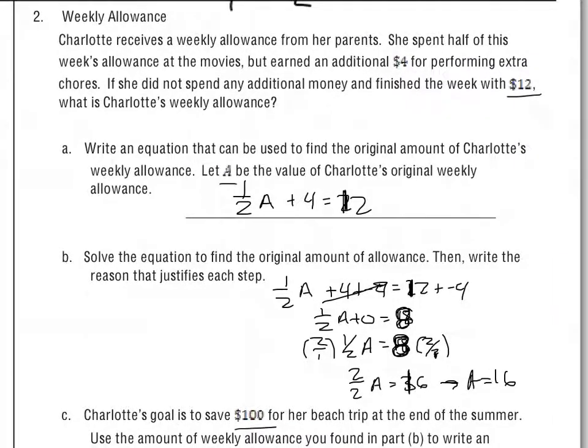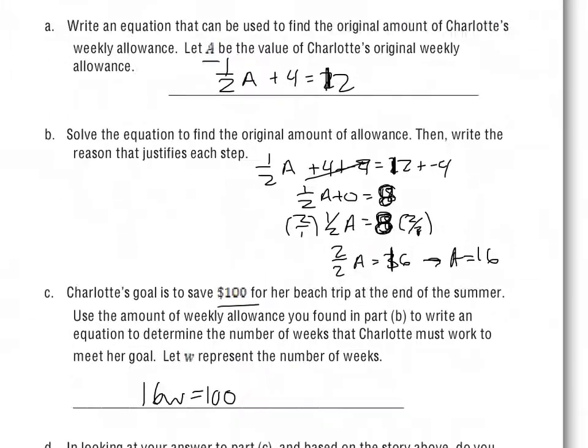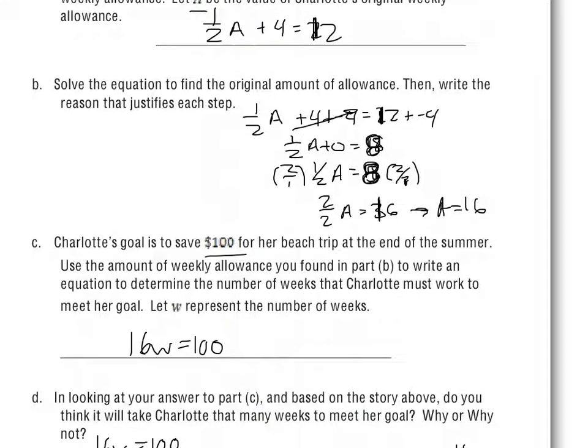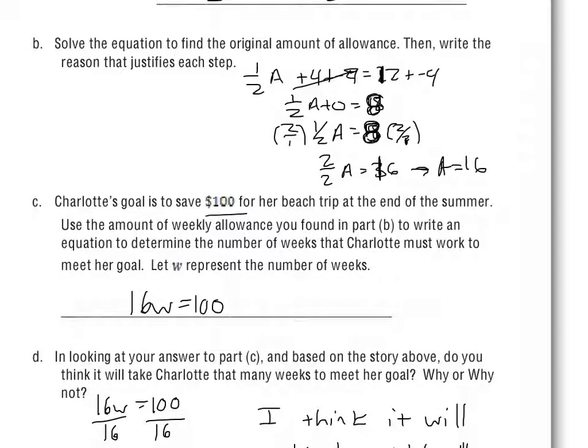Looking at this one, we have half of her allowance spent, but then she adds $4 more because she does some more chores. She gets $12. Solving the equation here, notice my work for the multiplicative inverse is multiplying by the reciprocal, in this case 2 over 1. When we go through and solve that, we see that her allowance is $16.